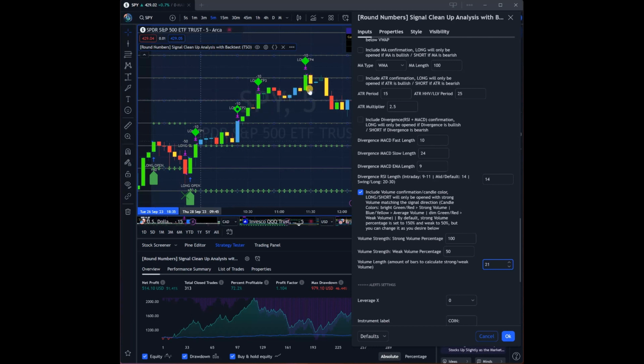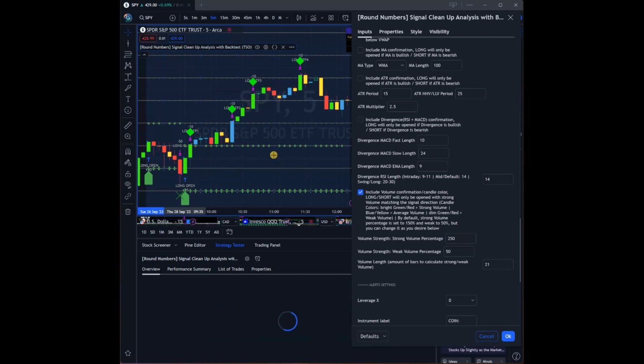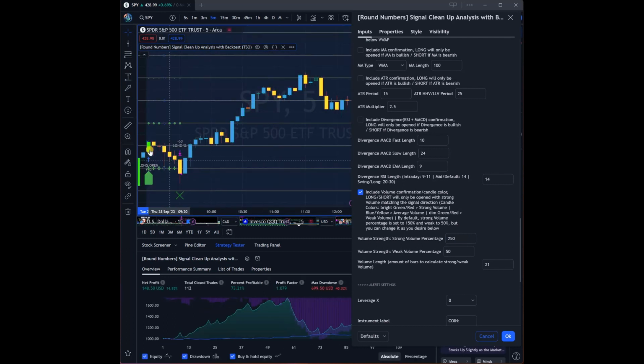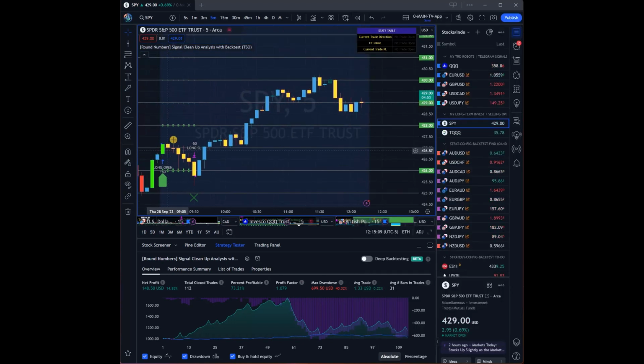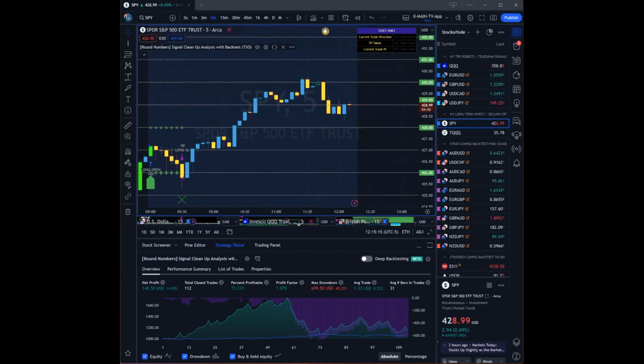So based on the last 21 candles, if the volume is at 100%, which is good volume, maybe not super strong, but good volume, then that signal candle, the candle which has that volume, is going to open a signal. Let's set it to something ridiculously high, and you're going to see it's not going to open here unless, yeah, well, this one does. So this candle had a large percentage of volume, because I set it to 250.